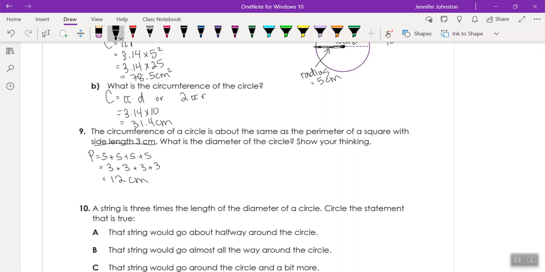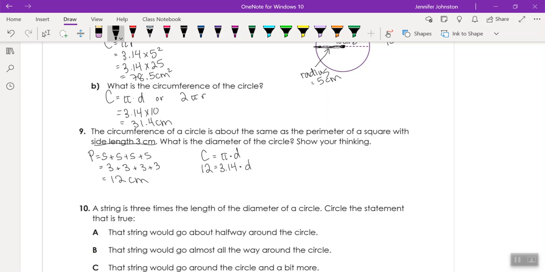Okay. And if we're told that the circumference is about the same as the perimeter of the square, and we're trying to figure out what the diameter is. All right, we know that the circumference of a circle is pi times diameter, which is 3.14 times diameter. Okay, and if they're telling us that the circumference of the square is almost the same as the circle, let's go ahead and put 12 in here because that's what we got for our perimeter.